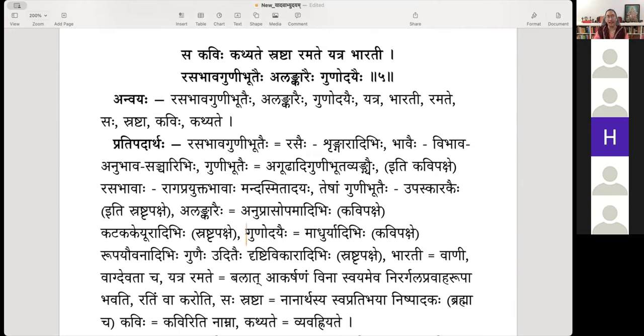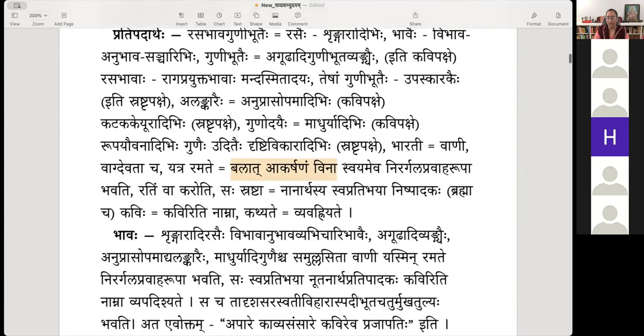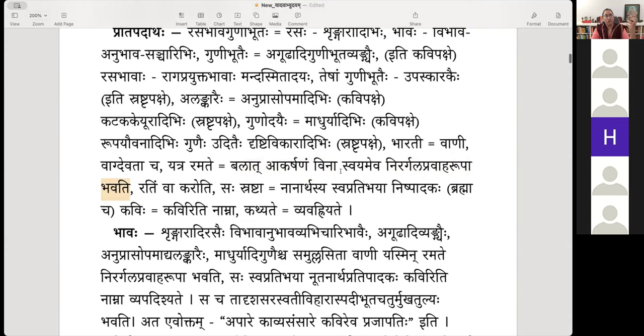Guna udayai madhuryadibhihi kavipakshe. Bharati vani, vani is the speech of the kavi. Wherever yatra ramate ityukte balat akarshanam vina swayameva nirargala pravaha roopa bhavati. Vani, speech, comes without even pulling. Balat akarshanam. He is not trying to forcibly bring out the words from his mouth here.